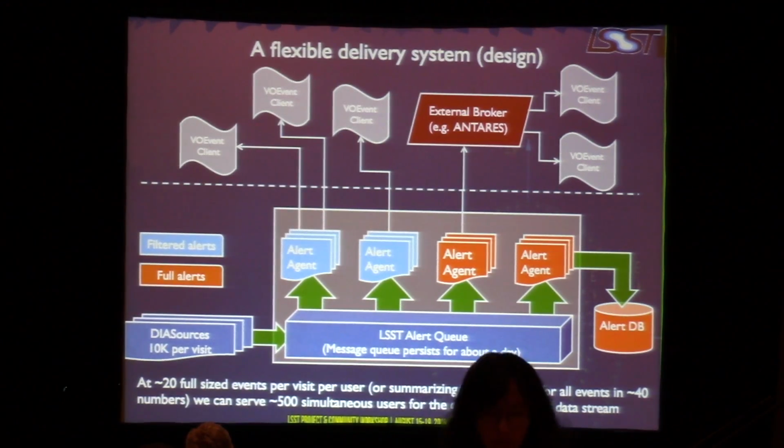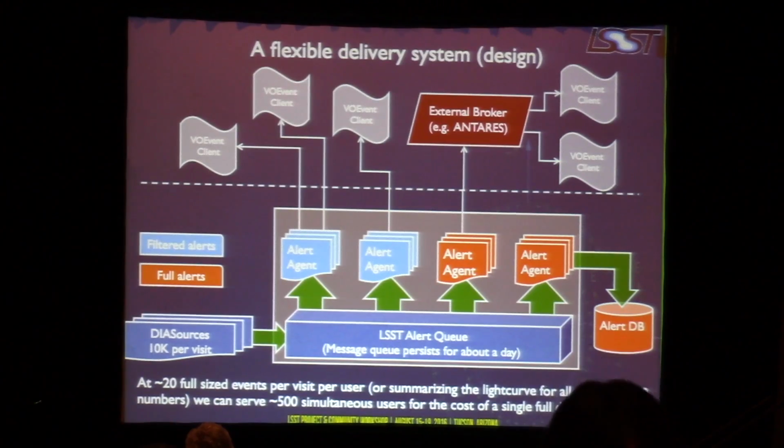The important thing to remember here is that by doing this filtering, if you said I was only interested in 20 events per visit, or you said that I only was interested in 40 numbers for each event, that would mean for the same bandwidth as serving out the full 400 to 600 gigabytes of data, you'd be able to support about 500 simultaneous users. All right? So this allows us to provide this hierarchy of access.